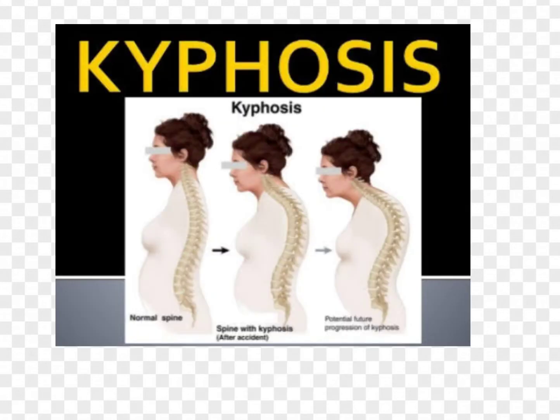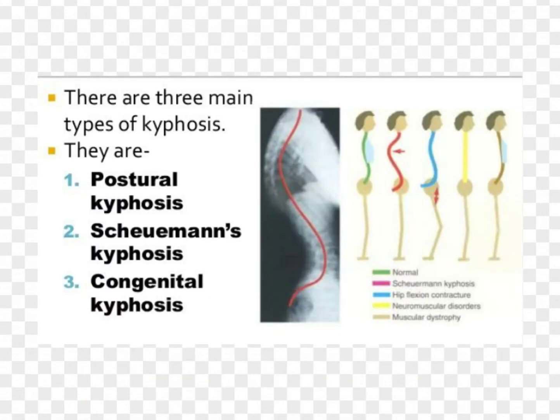Kyphosis mainly affects the thoracic spine. It usually occurs when the front of the thoracic vertebrae gets deformed or crushed, causing this part of the spine to excessively bend forward. Kyphosis typically results in a rounded back in the thoracic spine, which looks like a hump in the upper back. There are 3 types of kyphosis.